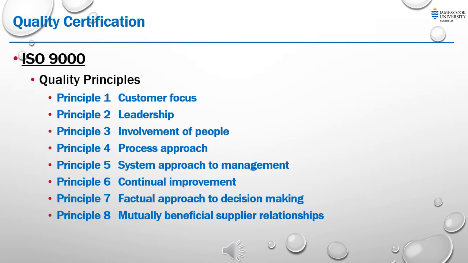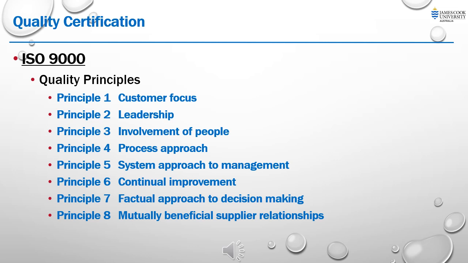Let's have a look at a little bit more detail in ISO 9000. The standard is based on a set of principles for quality management that help organizations to achieve their quality objectives and deliver consistently high quality products and services. These principles are customer focus: organizations should understand and meet customer requirements. Leadership: leaders should create a vision for the organization and create an environment in which people can contribute to achieving organizational objectives. Engaging people: people at all levels of the organization should be involved in achieving quality objectives.